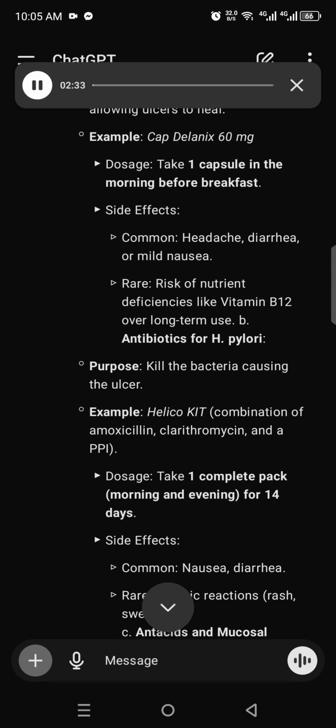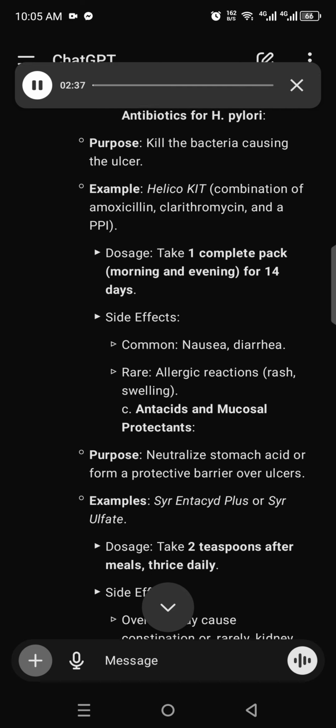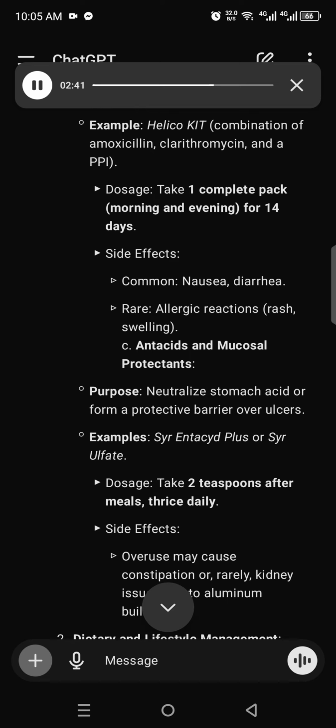B. Antibiotics for H. pylori. Purpose: kill the bacteria causing the ulcer. Example, Helicokit, a combination of amoxicillin, clarithromycin, and a PPI. Dosage: take 1 complete pack morning and evening for 14 days. Side effects: common, nausea, diarrhea. Rare, allergic reactions, rash, swelling.